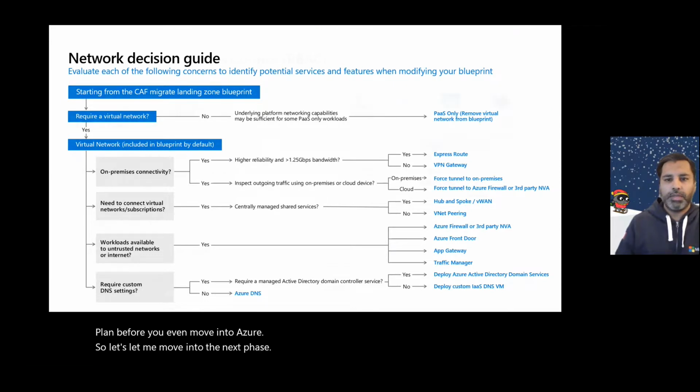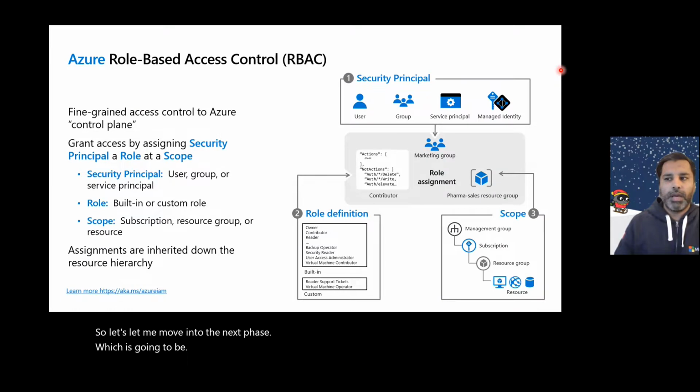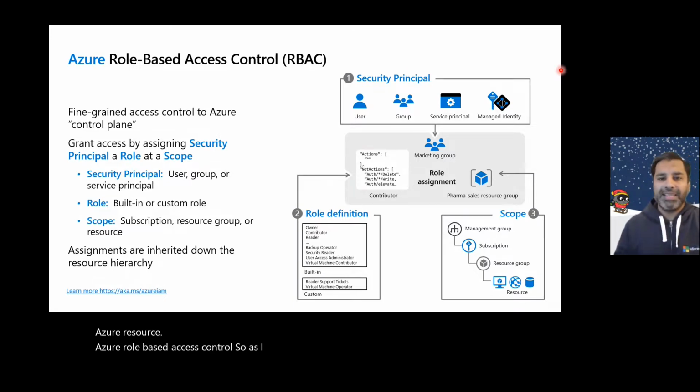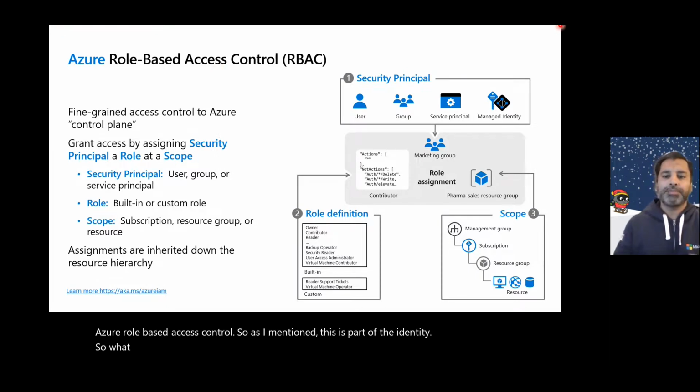So now let me move into the next phase, which is going to be RBAC. From an RBAC standpoint, Azure role-based access control, as I mentioned, this is part of identity management. So what is going to happen here?